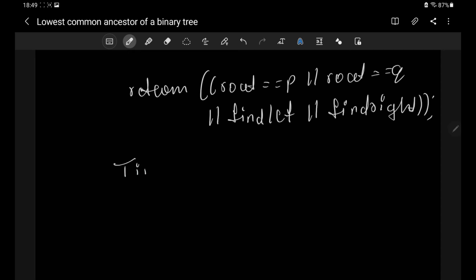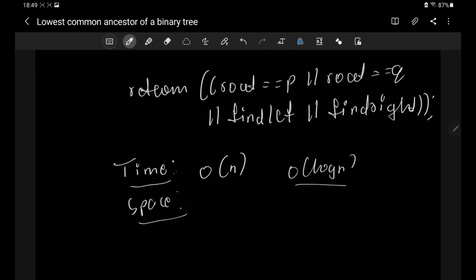Time complexity wise, it is traversing all the nodes of the tree just once, so it will be O of n. Space complexity wise, you may think it's O of log n, but it's not. In case of a skewed tree, it's O of n, because it will be calling it again and again, and skewed means the height will be equal to the number of nodes in the tree, so it will be O of n in both the cases.